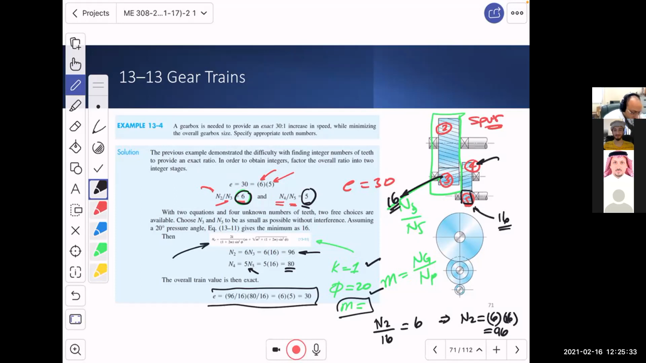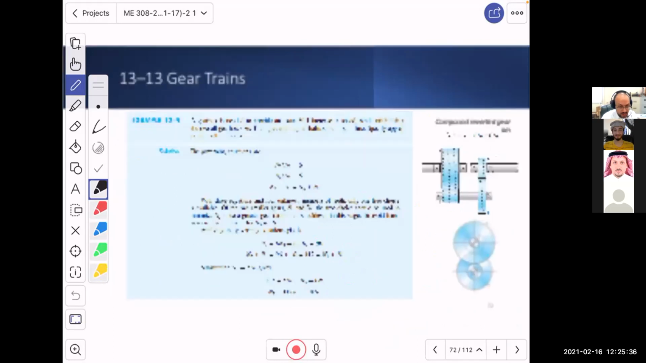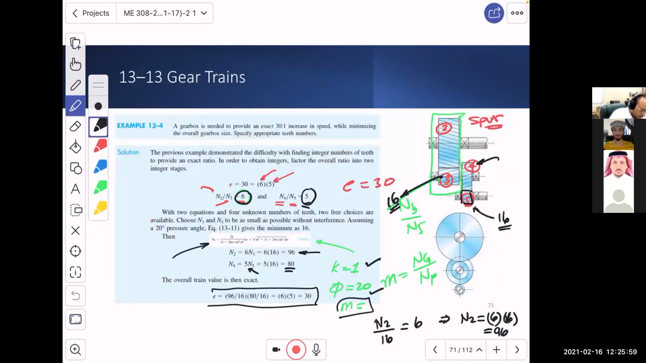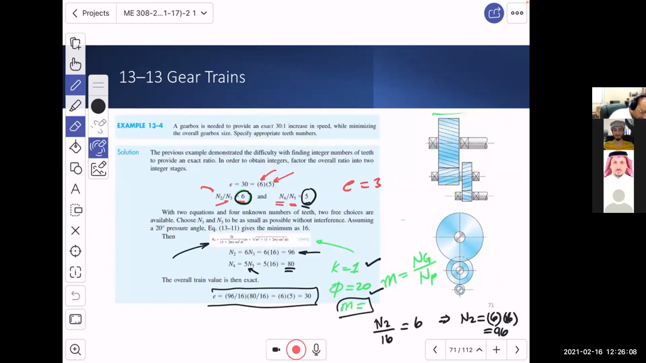Okay. Now look what happened. The story didn't end yet. Now what do we have? We have the same exact problem, but for some reason, the client demanded inline configuration. What is inline configuration? If you go back to this, you will see that we actually have 3 shafts. The first shaft is this one. The second shaft is this one. And then the third one is this. You get that?